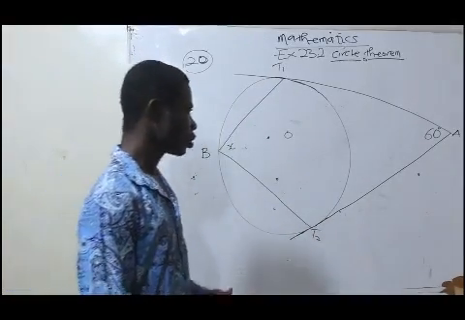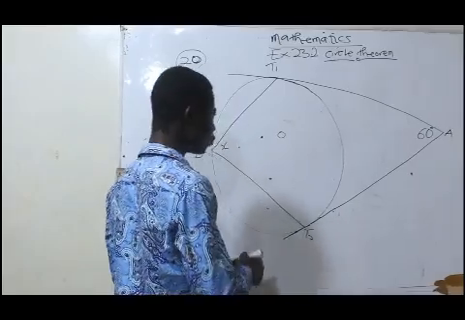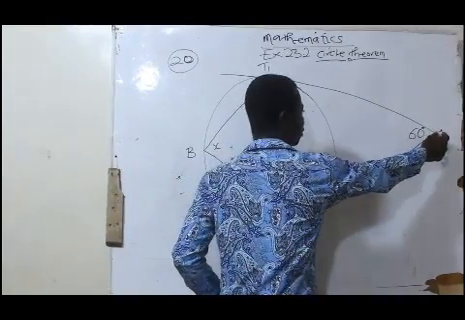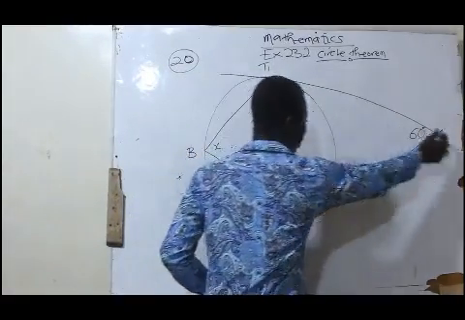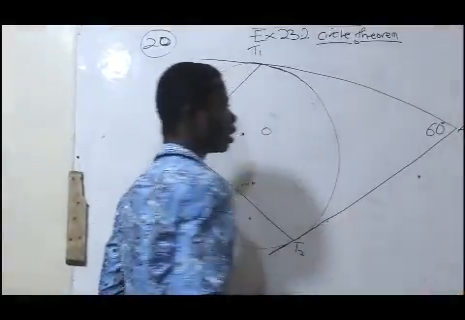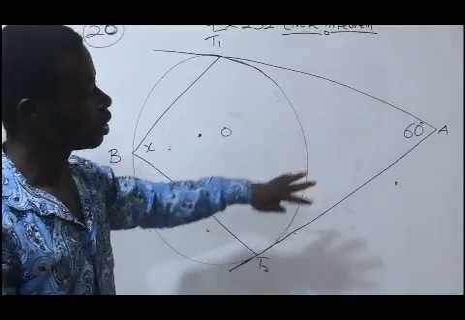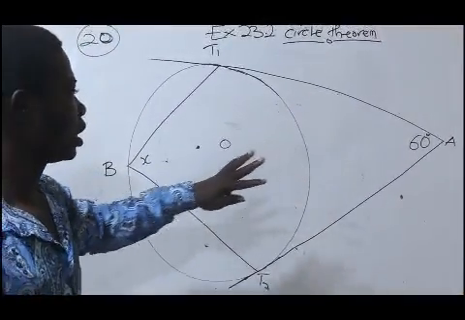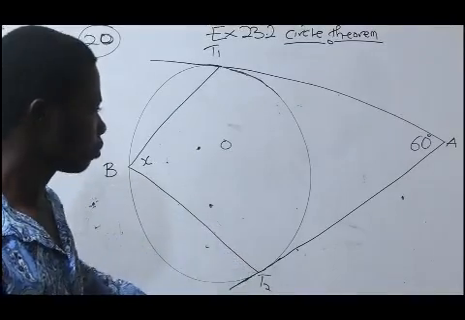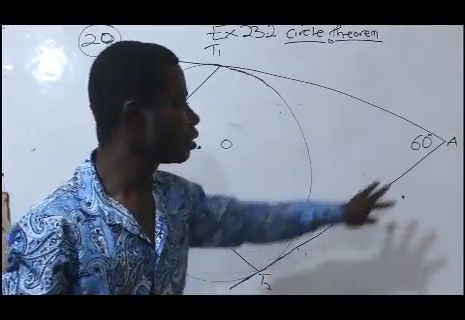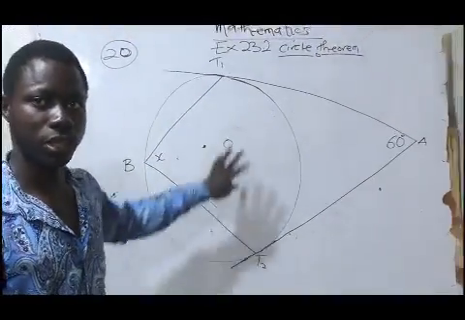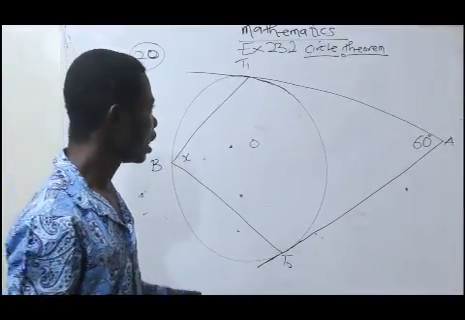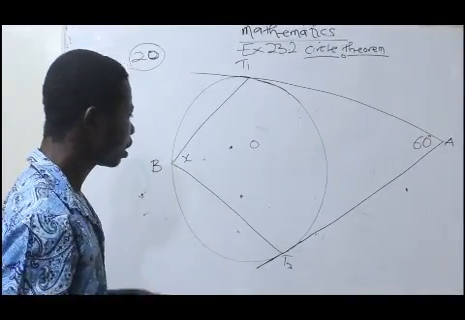Okay, we know that there are two tangents, that is T1A and T2A. All these tangents are coming from a common point and they touch the same circle. Therefore, these two tangents are said to be equal according to the diagram.